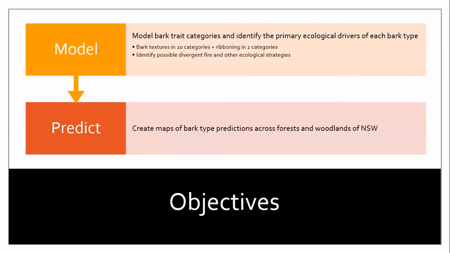low protection from fire. So I categorized the species into 10 categories of texture and 2 ribboning categories because they overlap, and then modeled them to identify possible divergent fire and ecological strategies, although it is a correlation study, just observational, so there's no mechanistic testing of this. It's a caveat and limitation of the study. And then I've created maps of bark type distributions in order to help management possibly more integrate these bark fuels into stand management or hazard level assessment.